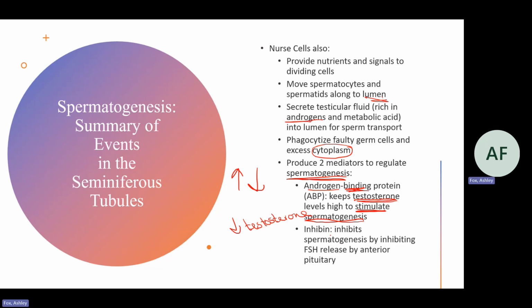Nurse cells can also produce inhibin, which is a hormone, and it's in the name, that it stops spermatogenesis. And it's going to stop follicle stimulating hormone, or FSH, released by the anterior pituitary. And we'll talk about FSH and LH in a later video.